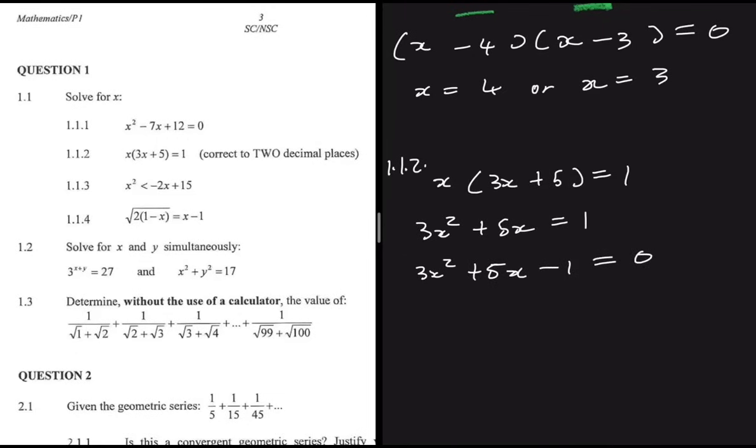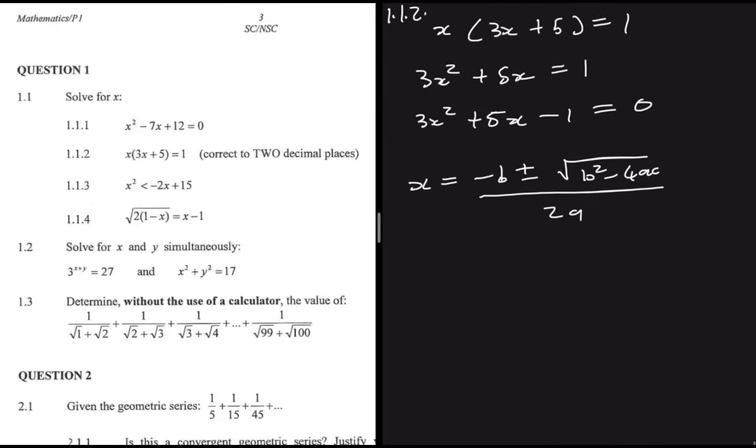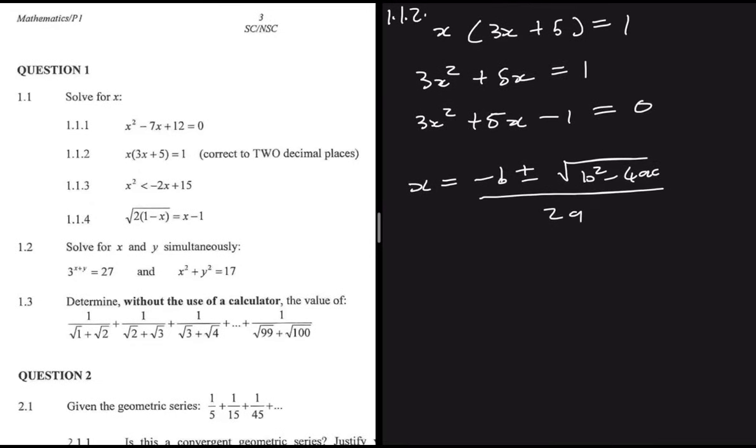We know that we cannot factorize this. So let's just go ahead and paste the quadratic formula. x is equal to minus b plus or minus the square root of b squared minus 4ac, everything divided by 2a, right? So if we go ahead and substitute, this constant here, 3 is a, 5 is b, and minus 1 is c, right? So that we're on the same page.